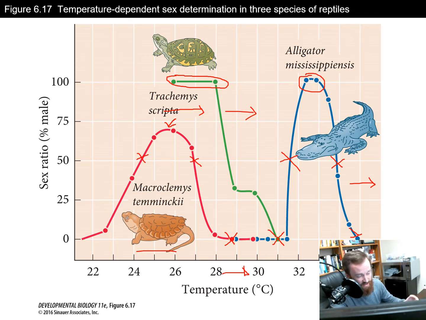And so at that point, the population is unsustainable, right? Because there's no males to propagate the species. And so in a global context of global warming, this is very important and dangerous for reptiles who require certain temperatures to maintain their species.